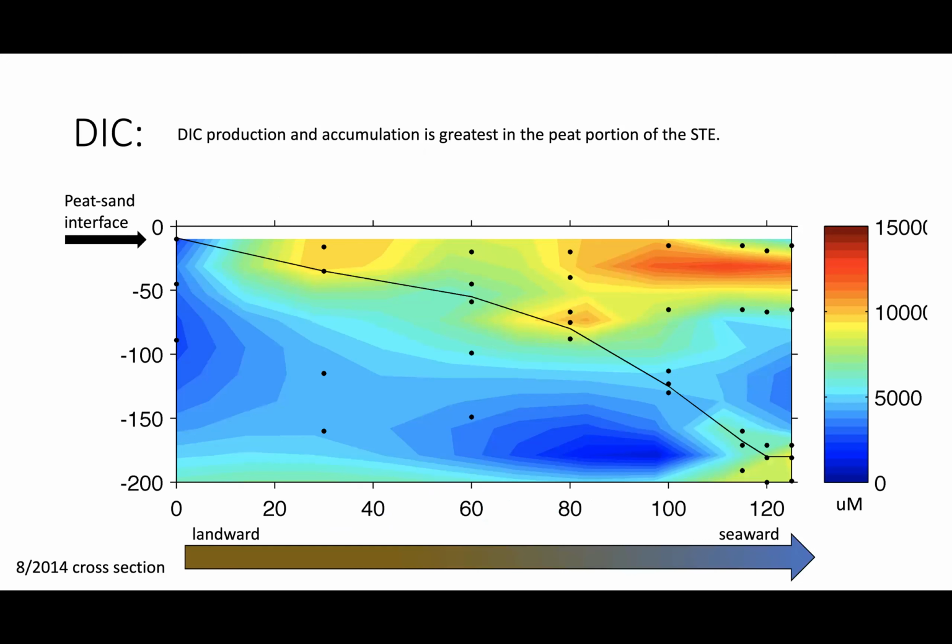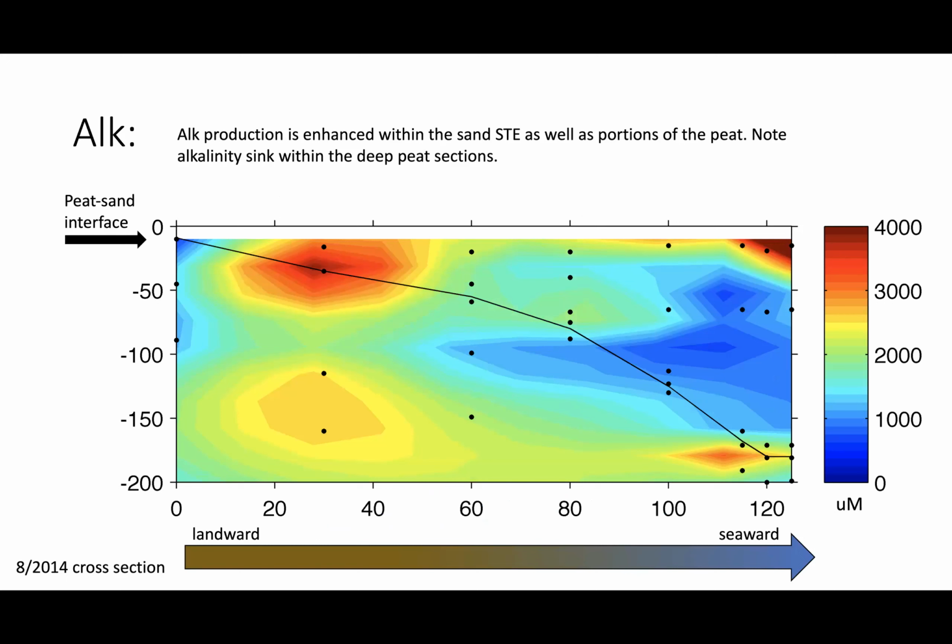And so where is the DIC here? As expected, and going back to our cross section, it's enhanced in the peat. So we're producing a ton of DIC there. But interestingly, if you look at alkalinity, you'll see that there's some decoupling of the alkalinity production, and that's largely due to this sink here in the deeper peat. That's likely due to the mineral reactions going on there, enhancing alkalinity. It's being produced, it's just now being stored in the peat.